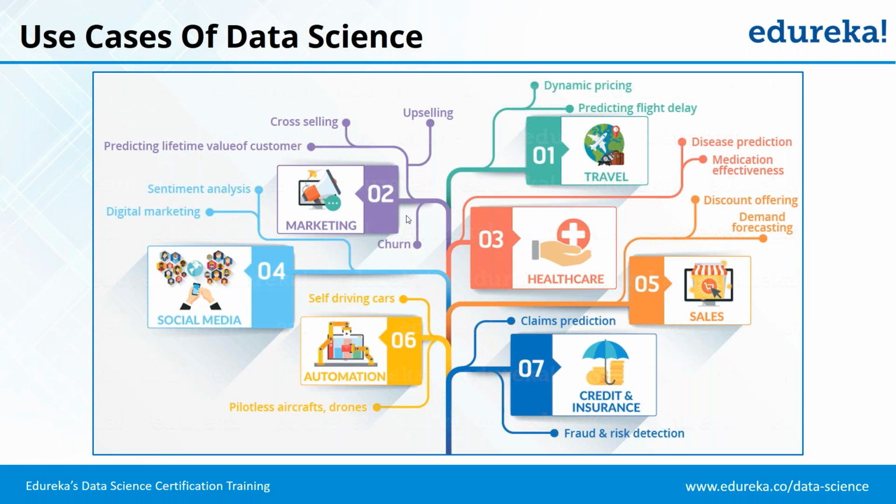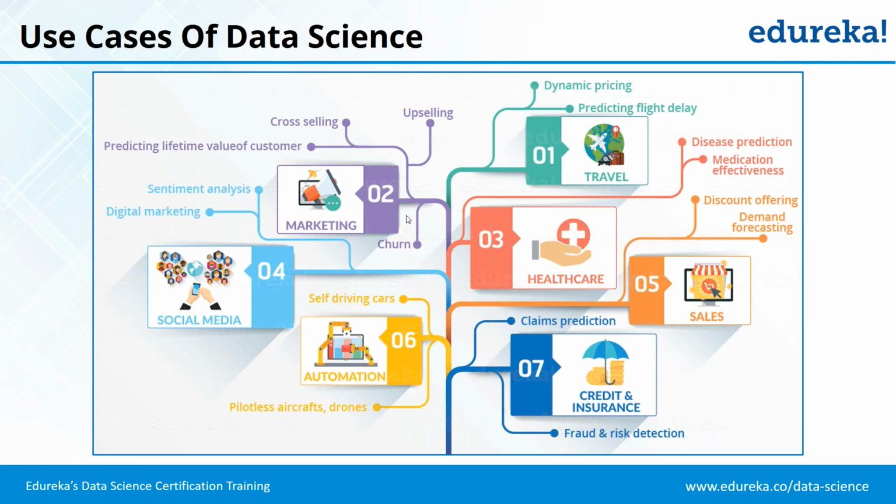Then in healthcare, it is used very widely. It is used for disease predictions. So there are a lot of tests that are conducted, and based on those test results, you predict whether a person is likely to have a certain disease or not. Then you also use data science for medication effectiveness. So medication is given to a sample of the population, and then we see what the result of that medication is. And based on those results and a lot of analysis, we are able to predict whether this medicine would be effective or not in treating people.